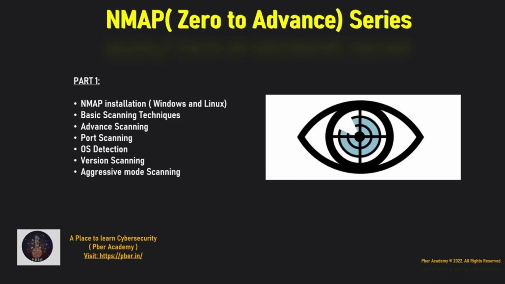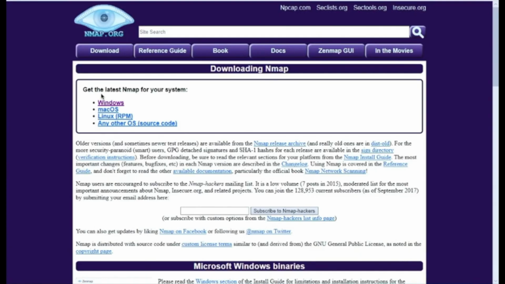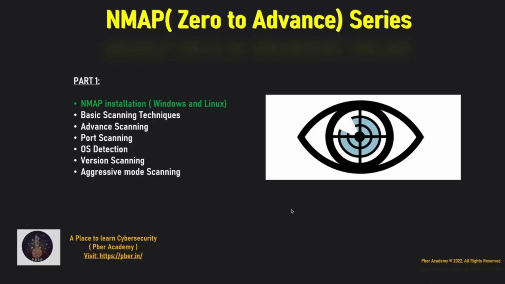How to install Nmap? Before we get to how to use Nmap, we are going to look at how to install it. Nmap is available for Linux, macOS, FreeBSD, and Windows. I'm going to install Nmap on Windows and Linux. Please comment if you want to see the Nmap installation on macOS.